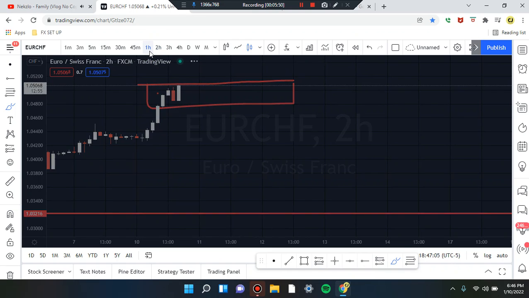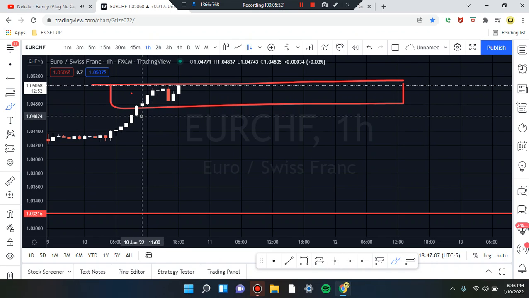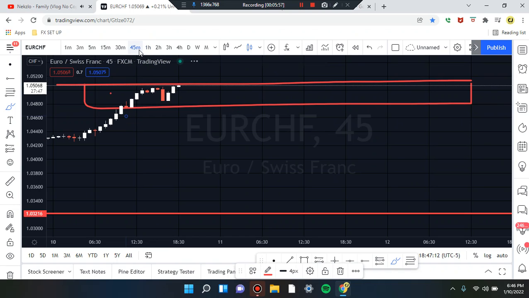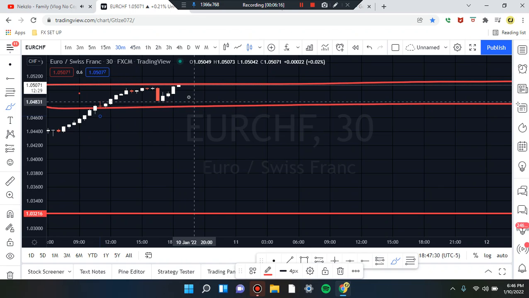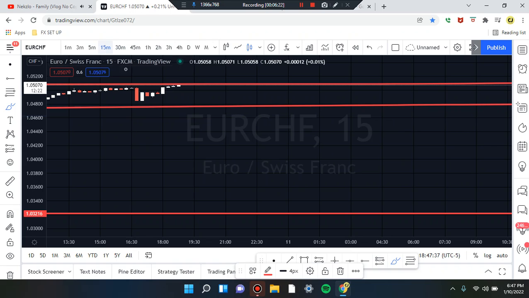Headed down to the 1-hour. We receive the same thing, reading the same storyline. The 45 is the same as well. Candles are getting small in the market. Price action is a third candle in the market. The last candle is a small candle losing momentum, so it's at the area. It could be a retest candle. Headed down to the 30-minute, same as well. Extended market, extended candles showing the same thing. 45, 30. Headed down to the 15.